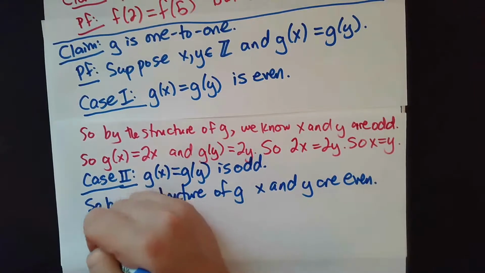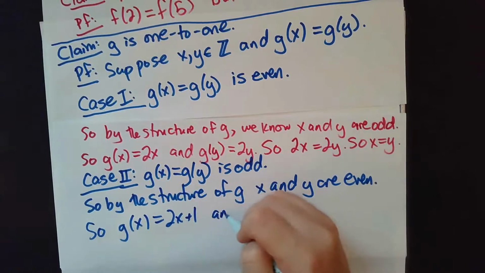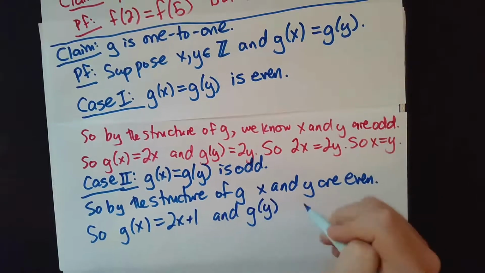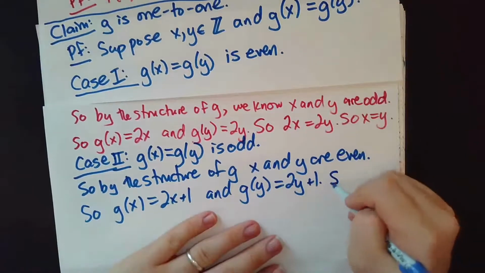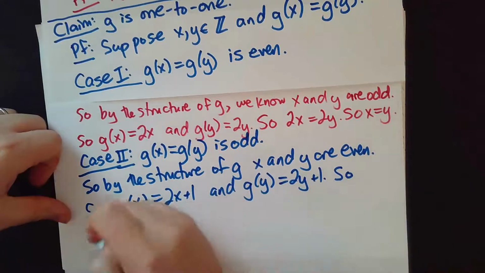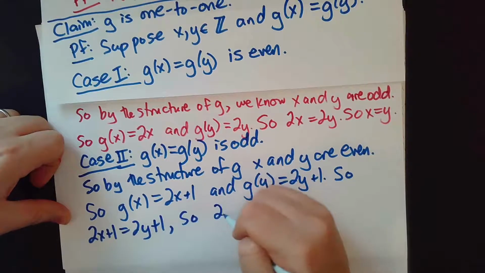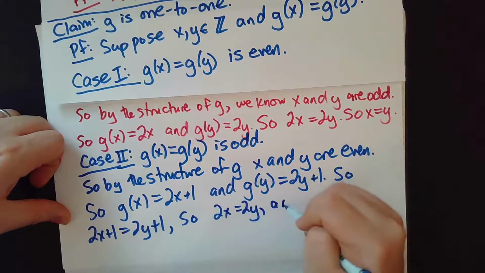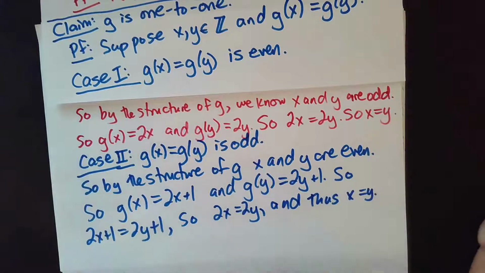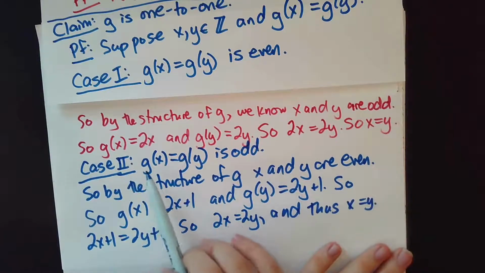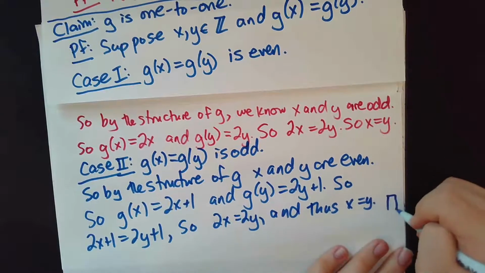that tells me that g of x is 2x plus 1, and g of y is 2y plus 1. And so what that tells me is that 2x plus 1 equals 2y plus 1. So 2x equals 2y. And finally, x equals y. Okay, now we've completed both cases. Certainly, since g of x equals g of y, it's an integer. So certainly it's even or odd. So we're done. Both cases, and so we're done the proof.